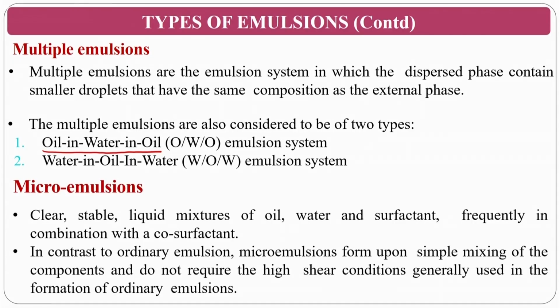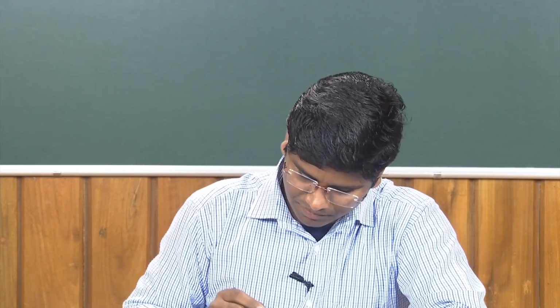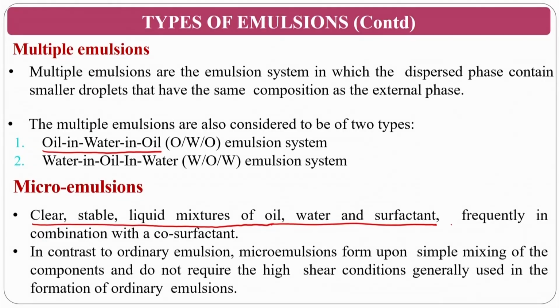And the micro emulsions: whenever the size of these emulsions goes into the micron region, normally these are called micro emulsions. They are very small, that's why to the human eye it looks like a very good clear emulsion, or clear, stable liquid mixtures of oil, water and surfactant, and frequently a combination with co-surfactants is also used. In contrast to ordinary emulsions, micro emulsions form upon simple mixing of the components and do not require high shear conditions.